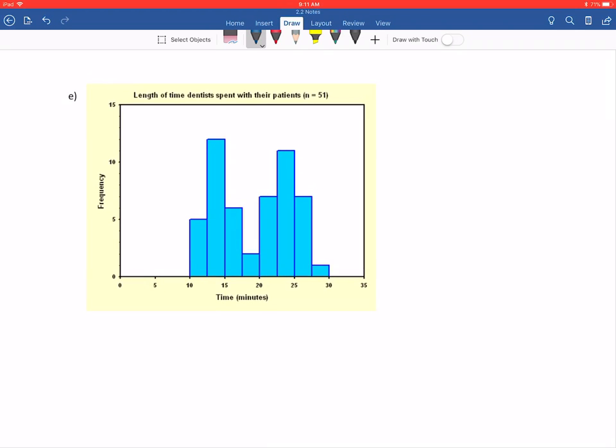Okay, so lastly, this graph represents the length of time dentists spend with their patients. So we've got time in minutes across the bottom and frequency on the y-axis. I definitely see bimodalness going on again. However, this one doesn't really seem like it's very skewed. It seems pretty symmetric. It kind of has the one mound, the other mound, and down, and there's not a lot of skew going on. So I would also call this one symmetric.